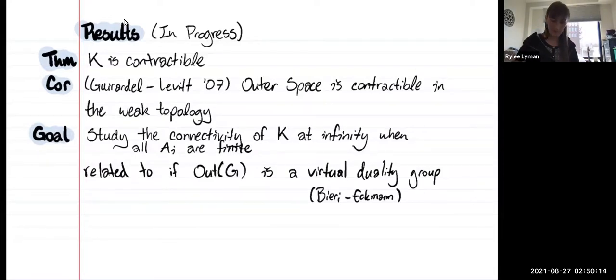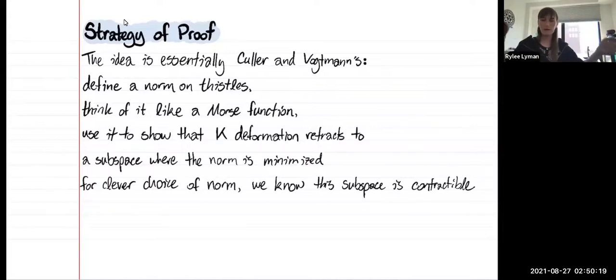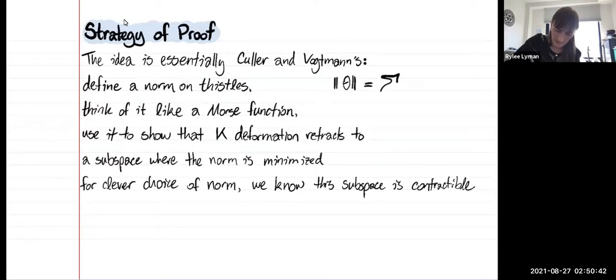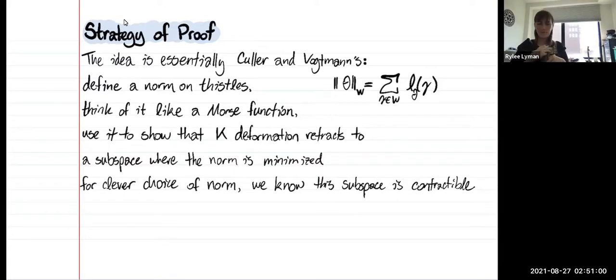Great. So let me tell you the strategy of the proof. The idea essentially goes back to Culler and Vogtmann's original proof showing that outer space for a free group is contractible. What they do is define a norm on thistles, or for them it's roses. For us it's thistles. Let theta be a thistle. The norm of theta is going to be the sum over some finite collection W of conjugacy classes of the hyperbolic length of gamma in the tree action determined by theta. Or if you want to think of the graph of groups, you can realize gamma as a loop that doesn't backtrack in a graph of groups sense, and then you just count the number of edges in that loop. That's the norm on my thistle.